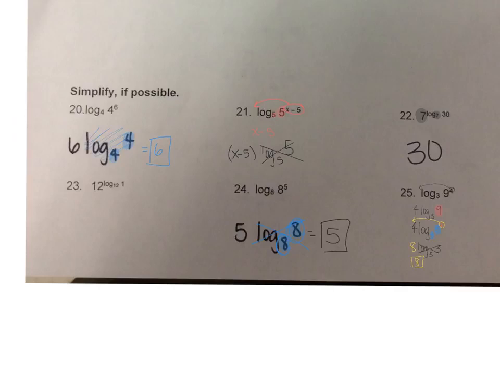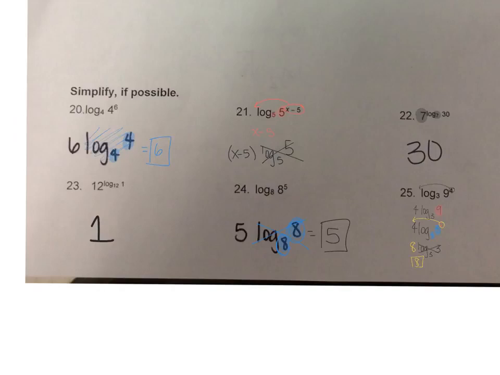And then what's going to be the answer to 23? 1. That was a terrible looking 1. There we go. So you have now learned to fully simplify logs.